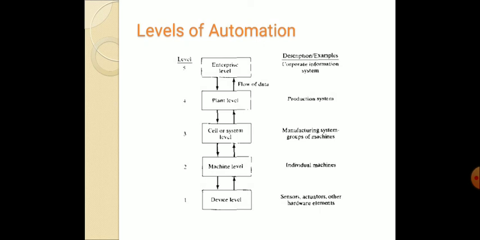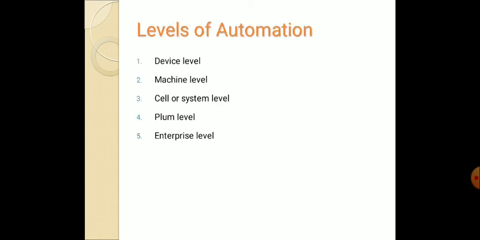Last one is the enterprise level. This is the highest level, consisting of the corporate information system. It is concerned with all the functions necessary to manage the company: marketing and sales, accounting, design, research, aggregate planning, and master production scheduling. So these are the levels of automation.